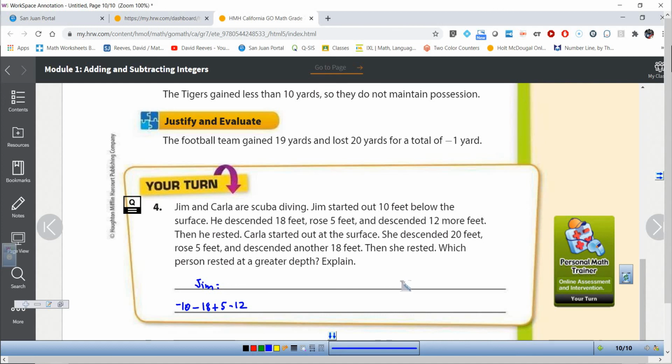That's Jim, okay? And then over here, I'm going to do Carla. Carla started at the surface. That's 0, okay? At the surface, that is sea level. Surface equals 0. She descended 20 feet, so I'm going to subtract 20. She rose 5 feet. Rising means you're going up, right? And then she descended 18 feet, so minus 18.